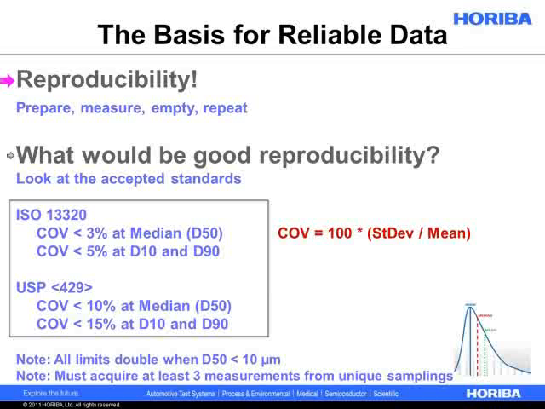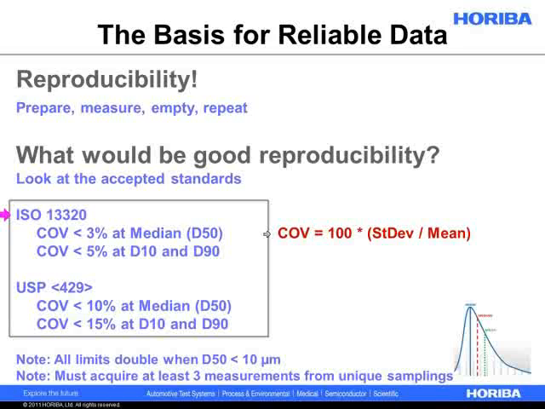And what constitutes good reproducibility? Well, a lot of times we'll recommend you look at the accepted international standards, whether that's ISO 13320 or USP 429. Not really an international standard, but if you're in Europe or Japan, the corresponding EP and JP documents are very, very similar to USP 429, which in turn takes its lead from ISO.